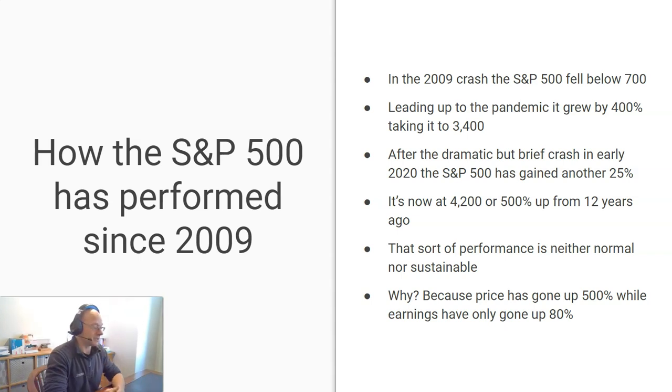That sort of performance is not normal and it's not sustainable. Why is it not sustainable? Because the price of the index has gone up 500% whilst its earnings have only gone up by about 80%. And if price goes up faster than earnings, you're effectively getting less and less earnings for your money, which means that your expected future returns must be lower because you're getting less earnings for the money that you're paying out.